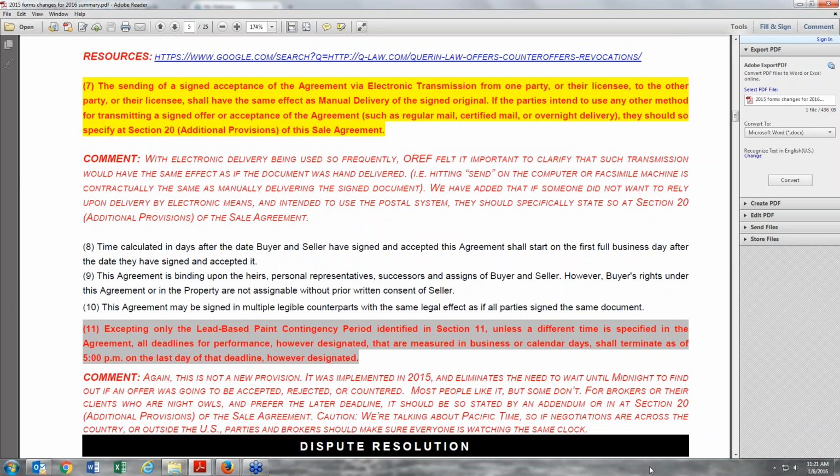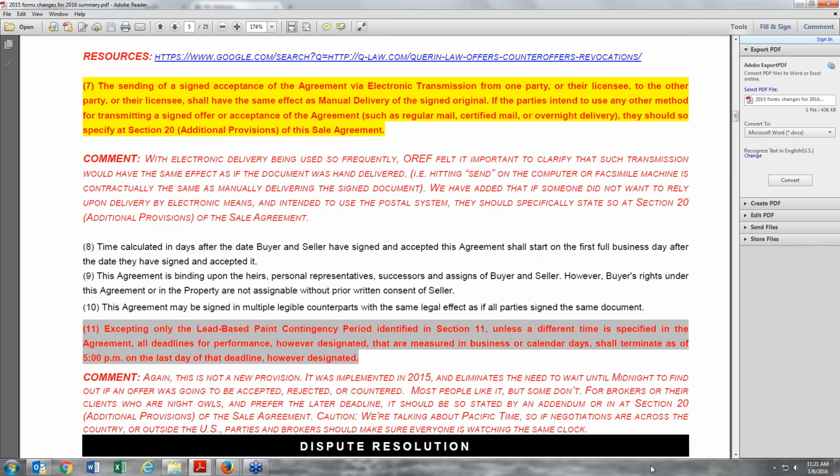So then number 7, which is new, says the sending of a signed acceptance of the agreement via electronic transmission from one party or the licensee to the other shall have the same effect as manual delivery. So it's just to clarify that electronic transmission is the same as if I'm standing in front of you and handing it to you. It's the same thing. If the parties intend to use any other method of transmitting a signed offer or acceptance, such as regular mail, certified mail, or overnight delivery, they should so specify at Section 20 of the sale agreement.